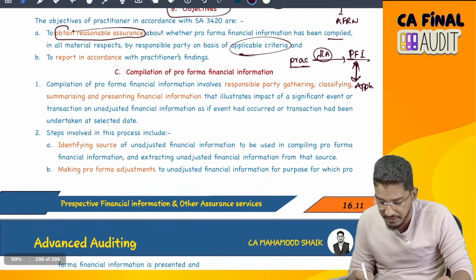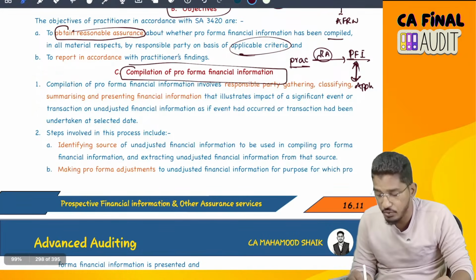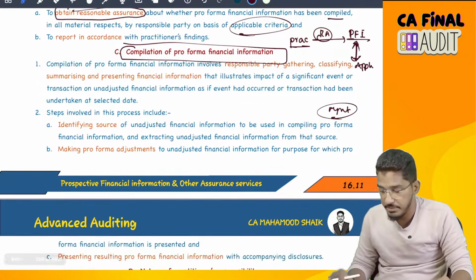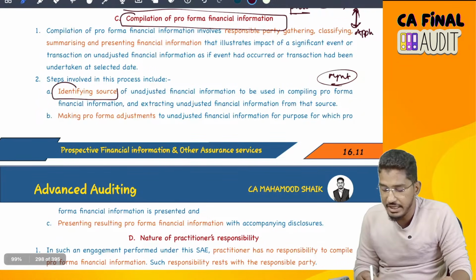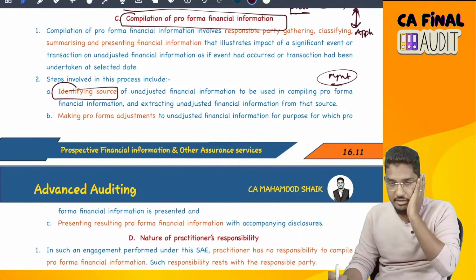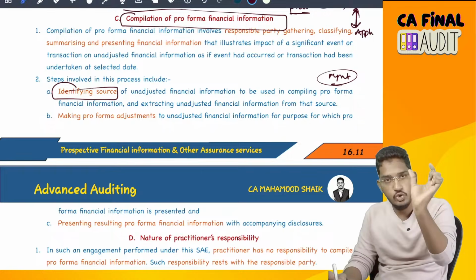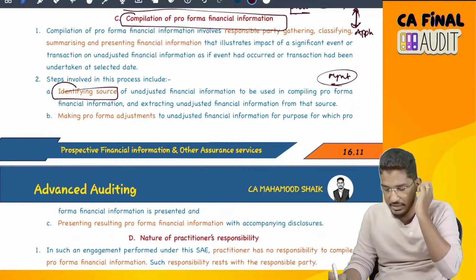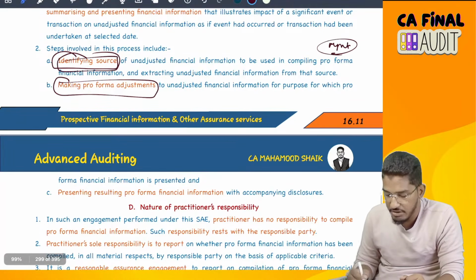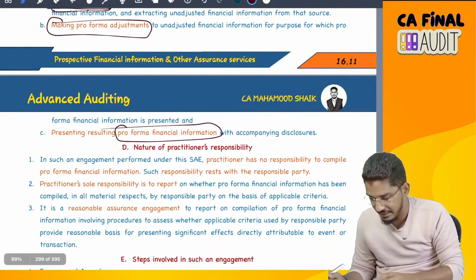Oh, okay. So this is how they will compile. Who will compile the pro forma financial information? Management will compile it. How will they compile it? First, they will identify the source, in the sense of unadjusted financial information. So they will identify to which unadjusted financial information they are going to make the adjustments. To that source, they will make the pro forma adjustments, and finally, whatever pro forma financial information you get, they will present it.